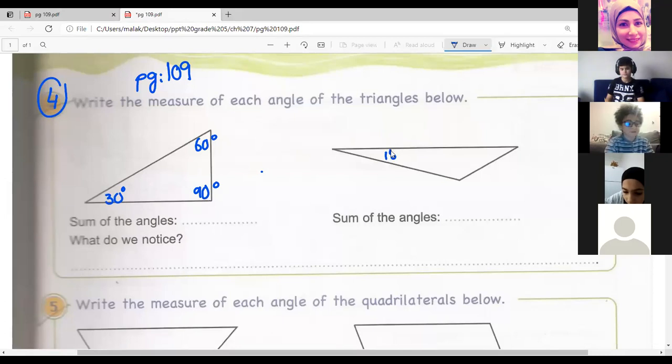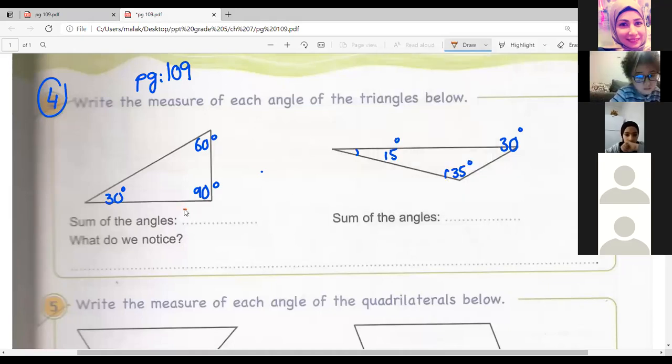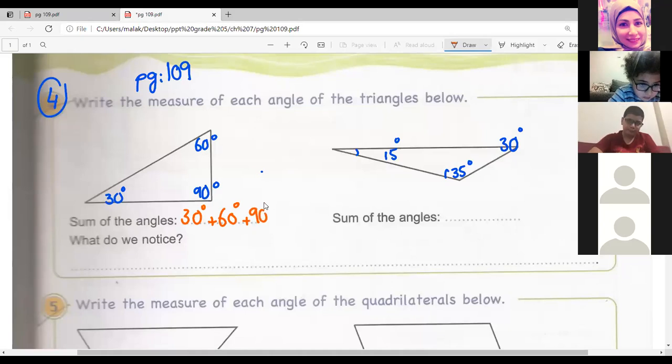Here we have 15 degrees, this angle. This one 135 degrees. Just copy them on the figures. And this one is 30 degrees. Please find the sum of all angles in the first triangle. Add them all. 180. Excellent, Majid, 180. So if we add 30 degrees plus 60 plus 90, the answer will be 180.